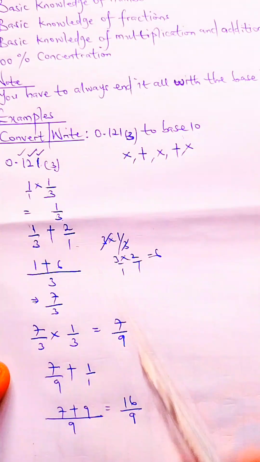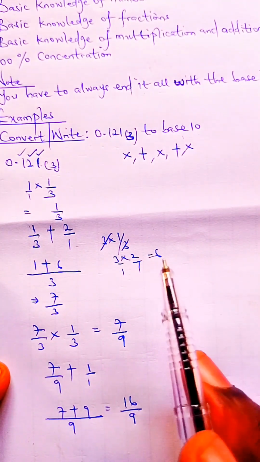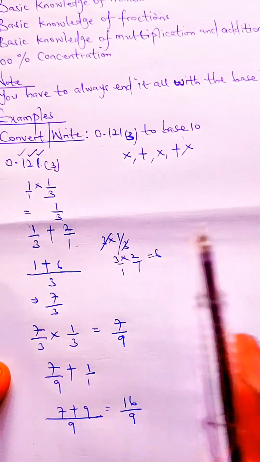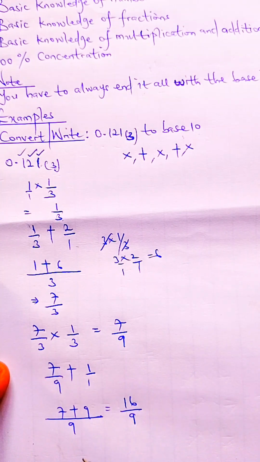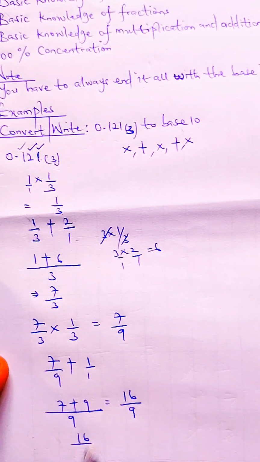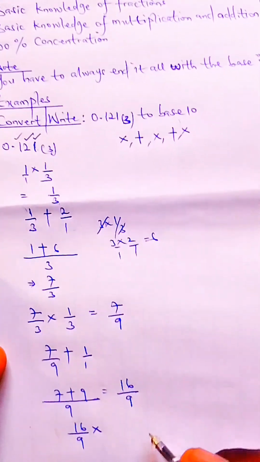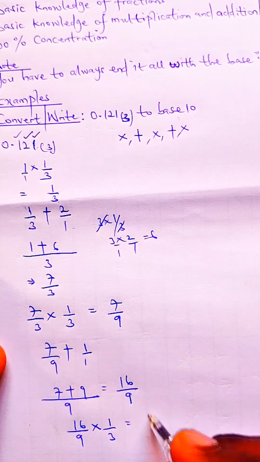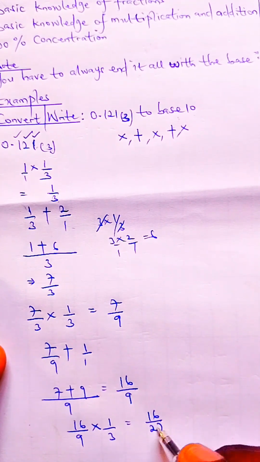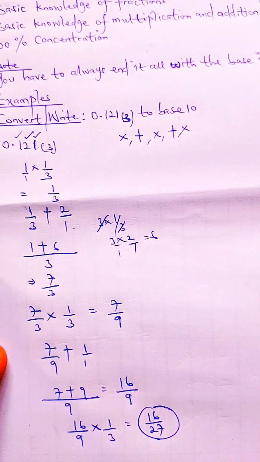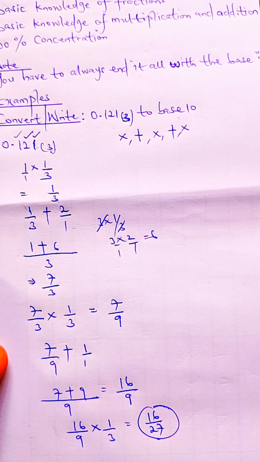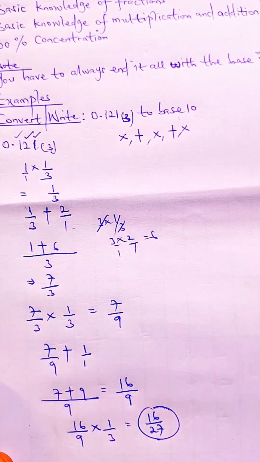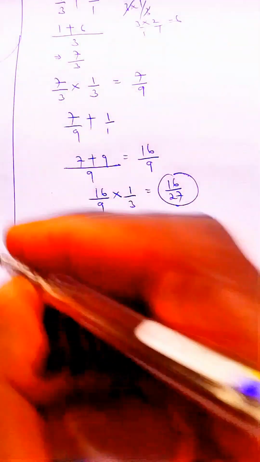Now, normally this should be the last step. But don't forget, according to the rule, you have to end it all with the base. It's very important. So the next thing I will do is 16 over 9 times the base, which is 1 over 3. 16 times 1 is 16, 9 times 3 is 27. There's the final answer, 16 over 27, the value in base 10 of the decimal fractional number using the RMM. So quickly, let's see another example.